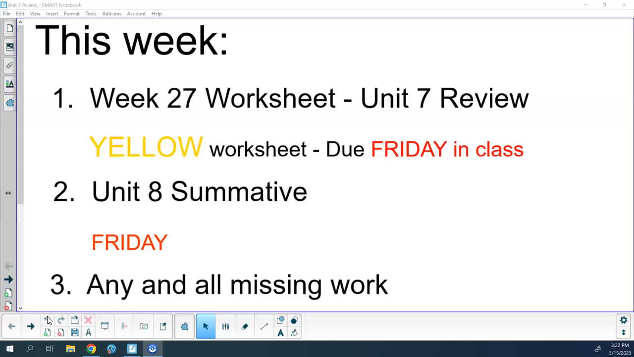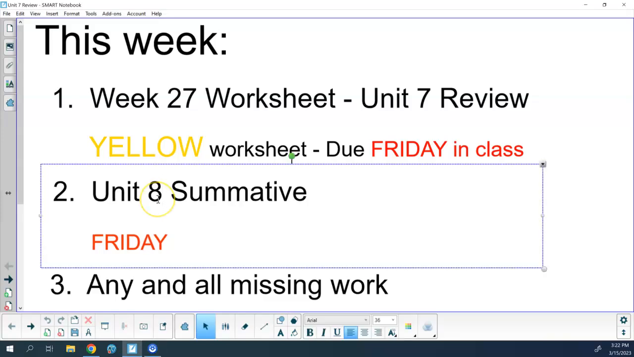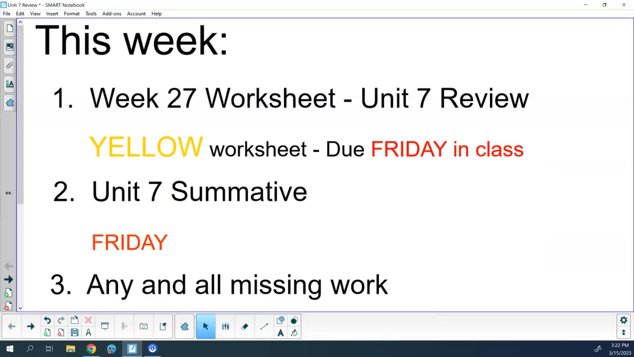Yes. Week 27. The worksheet has the yellow one. That's the Unit 7 review. That one will be due tomorrow. Remember that the answers are at the bottom of the back side of that one. Oops, this should be Unit 7, not Unit 8. That is tomorrow. That's going to be Friday.